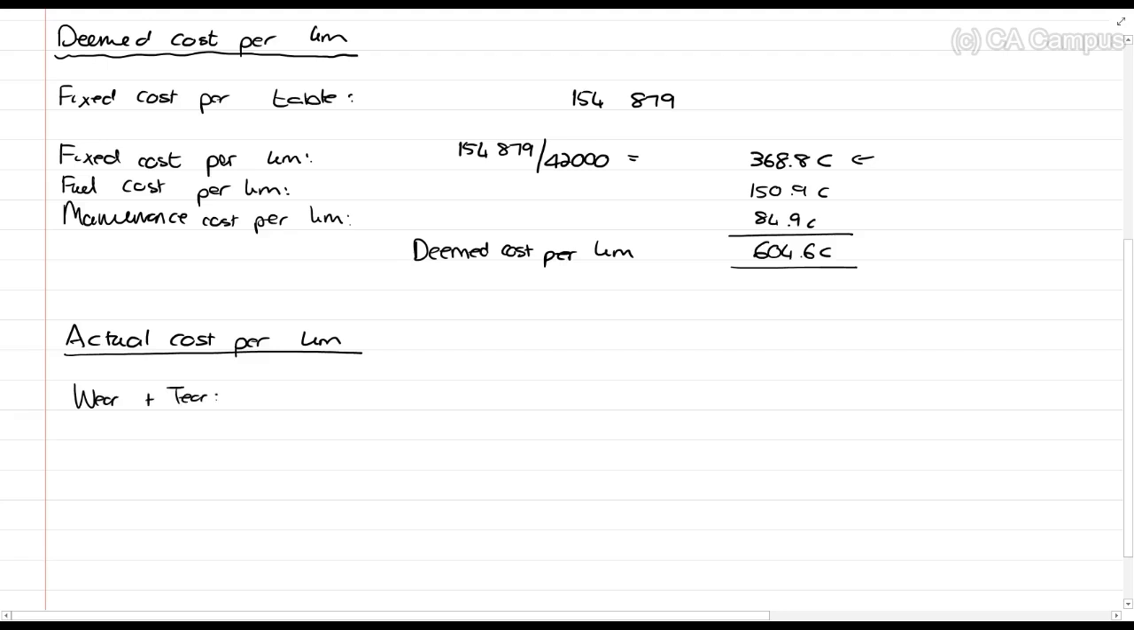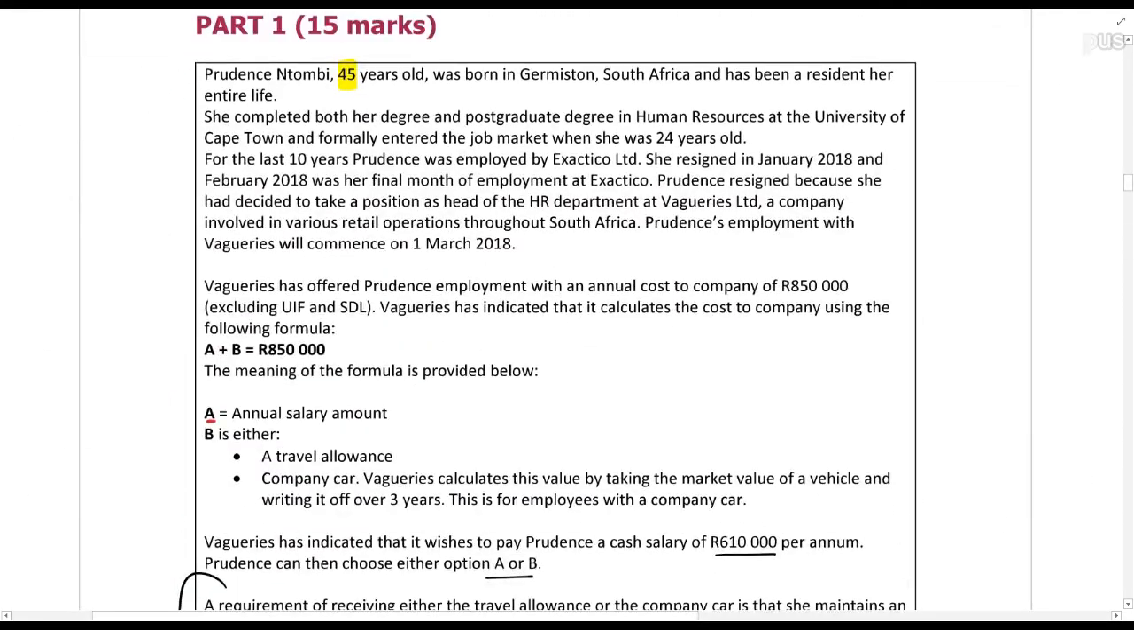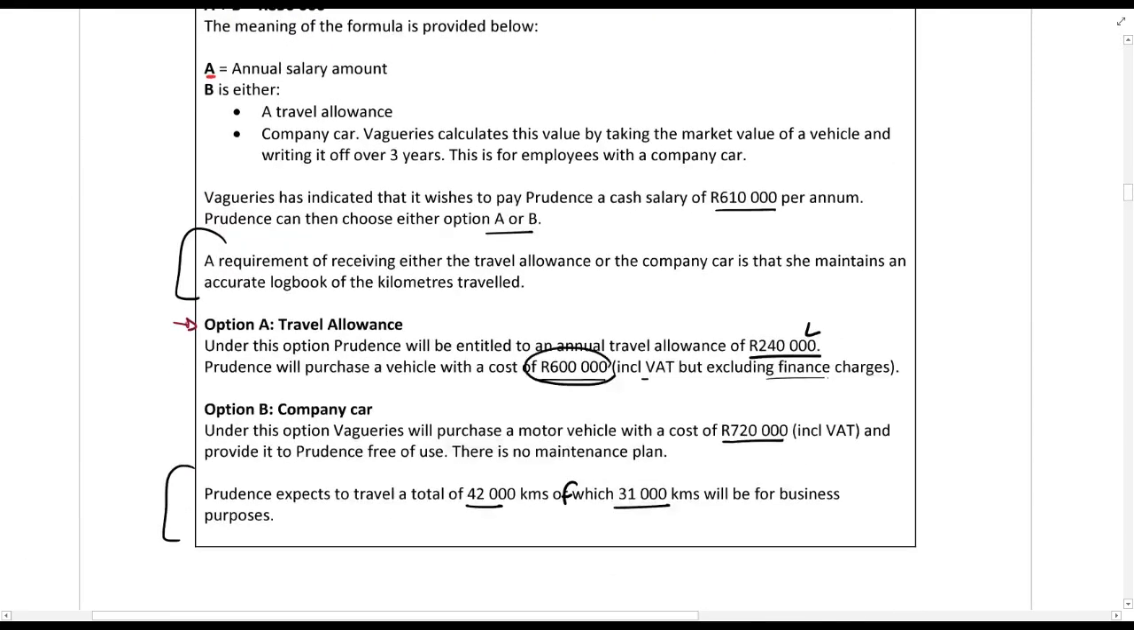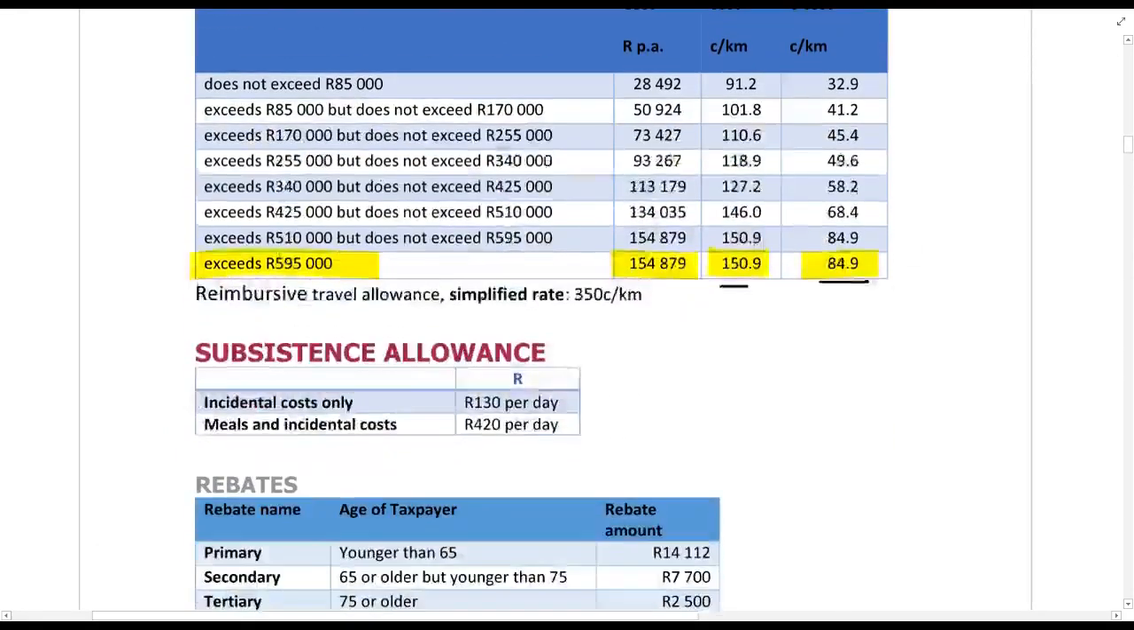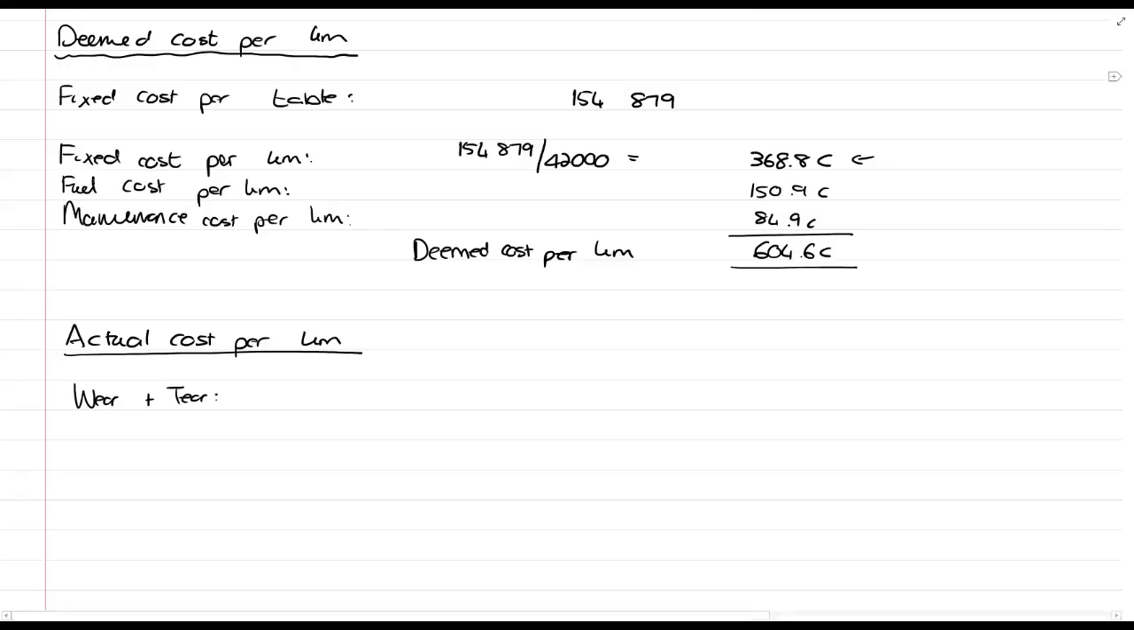So first one is wear and tear. The cost of this vehicle is 600,000 rands, but you need to remember, if you go and look at section 8 of the Act, it basically always refers you, or it gives you an amount there, but it's always equal to the amount lowest in the tax table. So 595 is the max that we can claim. So 595 divided by 7 years, and it's for the entire year. Okay, so that gives us 85,000.